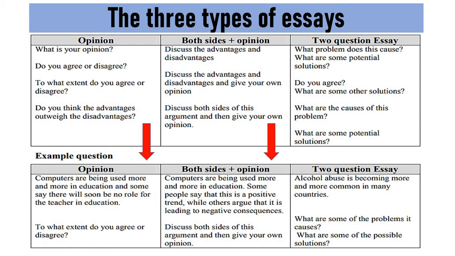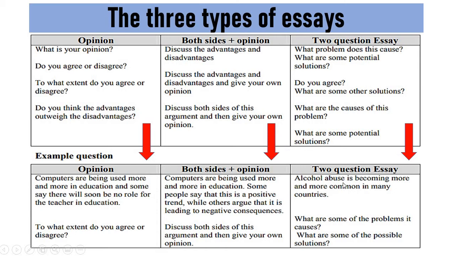And the third type would be the two-question essay. This includes cause and effect or problem and solution. Sometimes it may ask whether you agree or disagree, and then you propose some solutions. It's also possible. Causes and solutions.